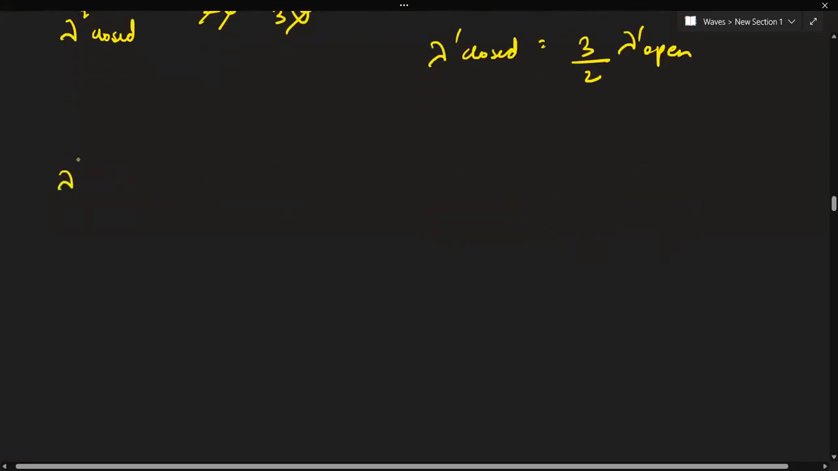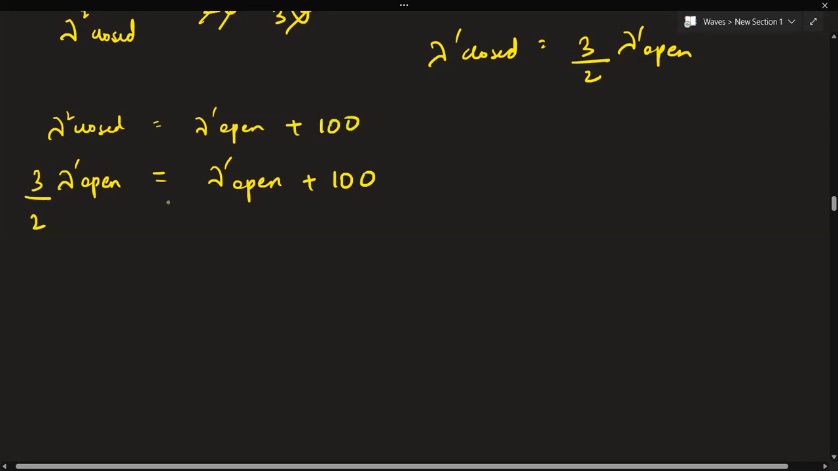Now see, when we put it in the main equation, instead of closed, I'll be writing 3 by 2 times the frequency of the open. This gives us the frequency of the open plus 100. See, this was the equation that we had derived: the frequency for the closed one was the frequency for the open one plus 100. So I can put the value of the closed one in terms of the open organ pipe. Now see, let me take it to the left hand side.